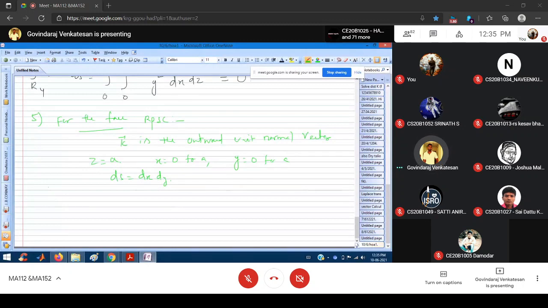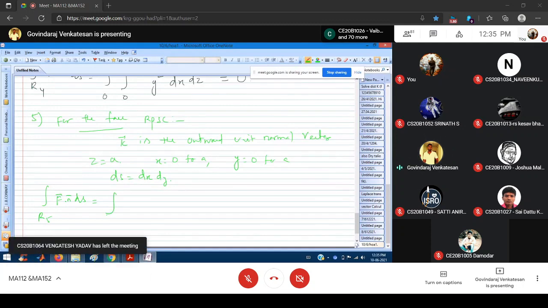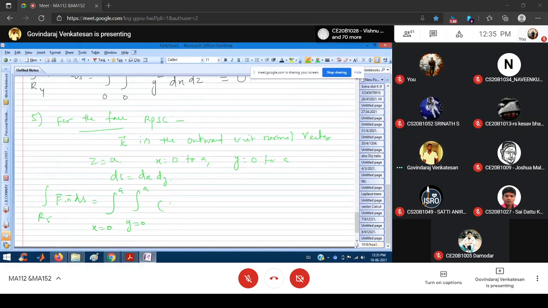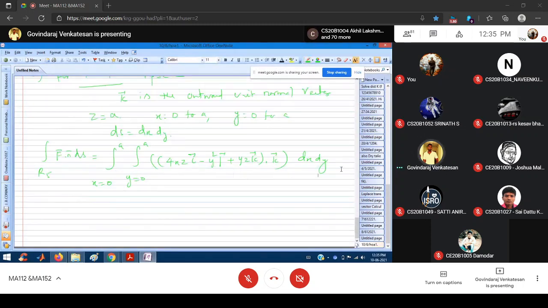So find the value over region R5. The f vector dot n vector into ds is the integral with x from 0 to a and y from 0 to a. The f vector is 4xz i vector minus y square j vector plus yz k vector, dotted with the normal vector k vector. Everything into ds is dx into dy. So make the dot product: the value is the integral from 0 to a, integral from 0 to a, of yz dx dy.